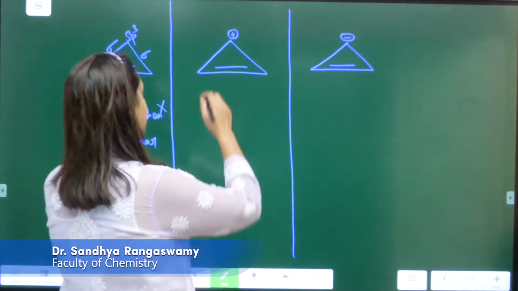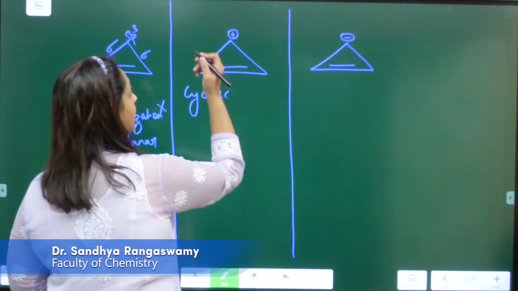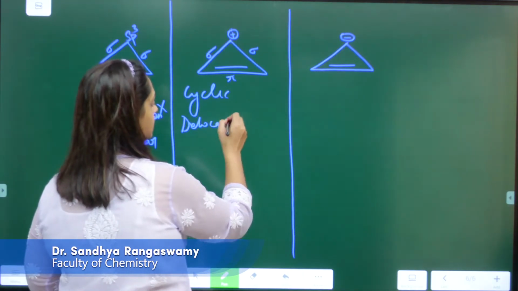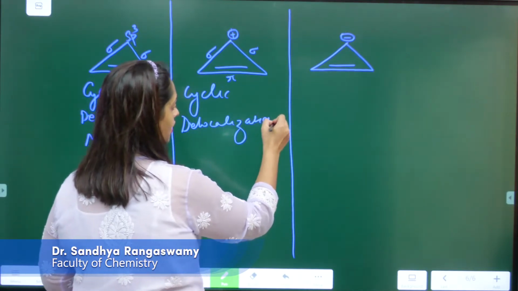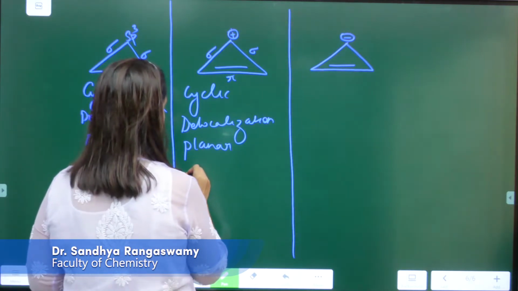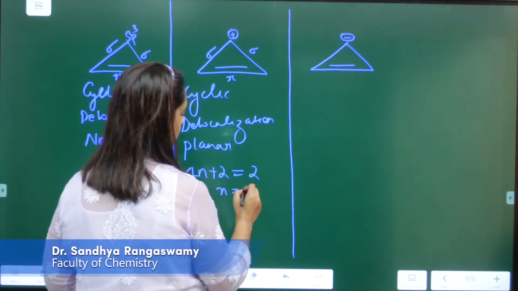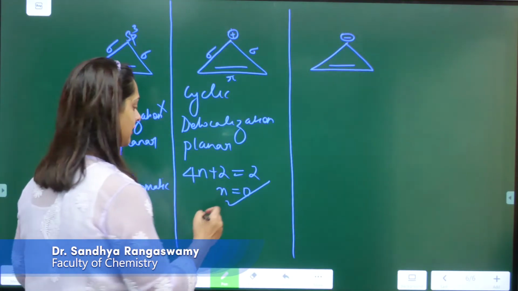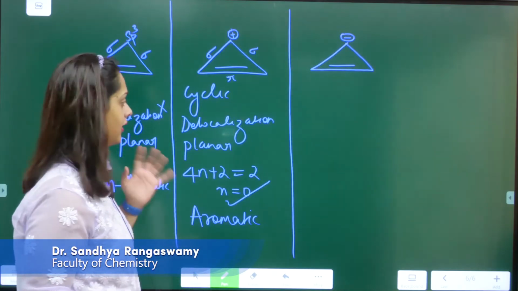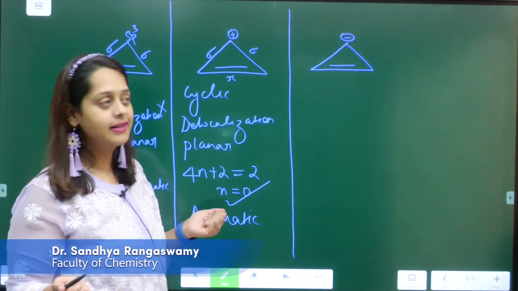Right? Similarly, let's see this case. What happens in this case? In this case, cyclic, yes. Delocalization, pi, sigma, charge, sigma, yes. Delocalization is also there. What else? The planarity. Yes, it's a planar molecule. All the carbons are sp2 hybridized. Does it follow Huckel's rule? That's my question. 4n plus 2 is equal to 2. My n becomes equal to 0. Yes, it follows Huckel's rule. Thus, this compound is aromatic. Perfect. So I got to know that if n is 0, it follows Huckel's rule. That means it is an aromatic compound.